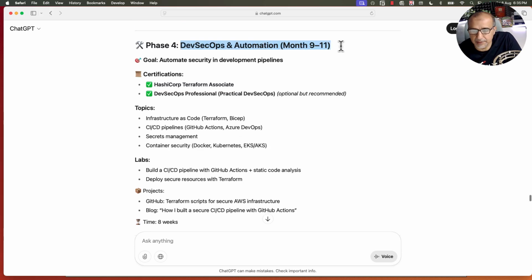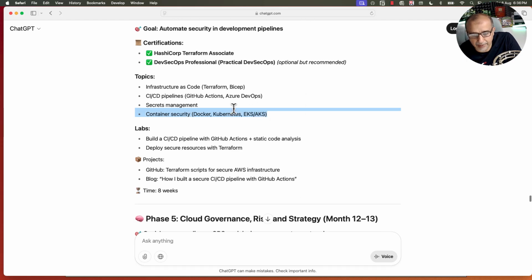Then DevSecOps and automation. So for this, I'm expected to learn HashiCorp and Terraform and DevSecOps professional certificate. This is optional, but it is recommended. It's getting traction. And then here are the stuff that I need to learn. So CI/CD, although I said zero knowledge in IT, they are assuming that this is going to teach me that in details. DevSecOps professional. Okay, we'll cover GitHub Actions, Azure DevOps. If not, then Jenkins, GitLab, GitHub Actions, Argo CD, CircleCI, all of these, any one of these would do.